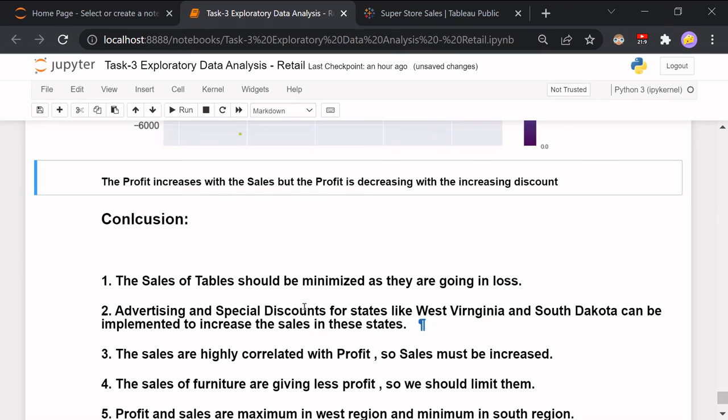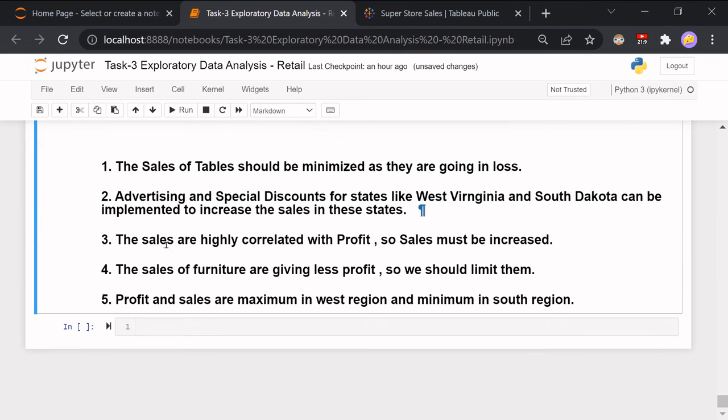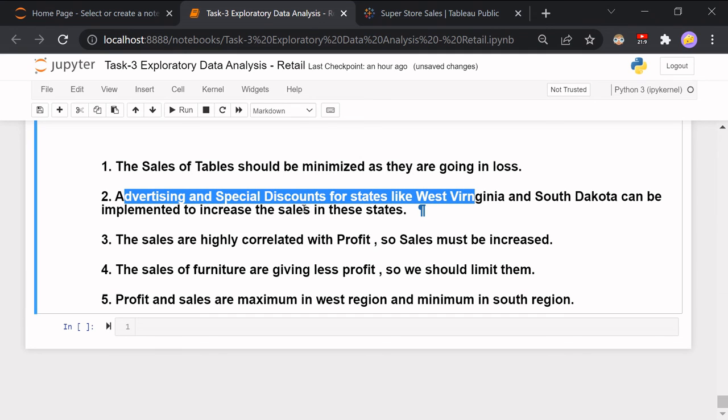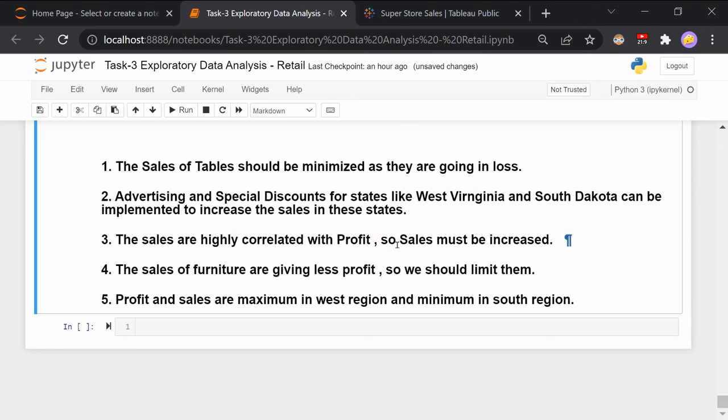So what will be the conclusion from the above data? The sales of tables should be minimized as they are going in loss. Advertising and special discounts for states like West Virginia and South Dakota can be implemented to increase the sales in these states. The sales are highly correlated with profits, so sales must be increased by using various strategies: advertising strategies, marketing strategies, anything can be used.